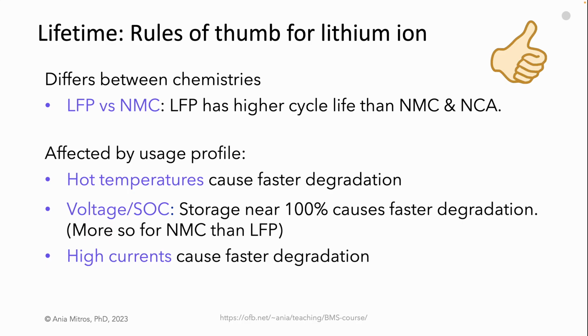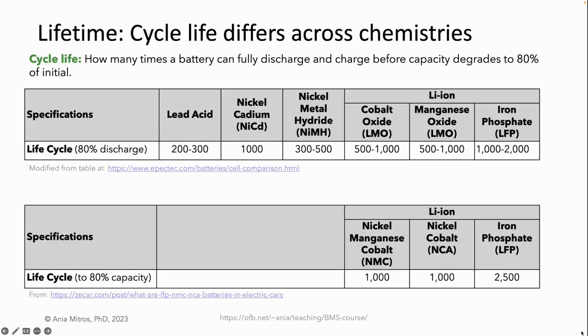High currents also reduce lifetime. We'll see a quick overview of these phenomena in the upcoming slides and go deeper yet in the future lecture on cell behaviors. These tables are from different sites but show the same message. LFP cells can withstand more charge-discharge cycles than many other lithium-ion chemistries. And lead acid and NiMH have insufficient cycle life for most vehicle applications. Their energy density wasn't nearly as good as lithium-ion either.